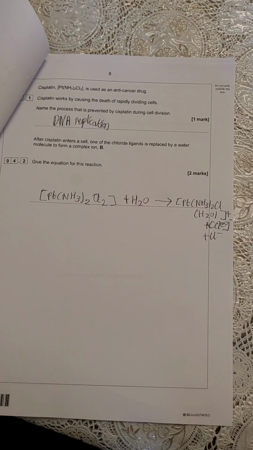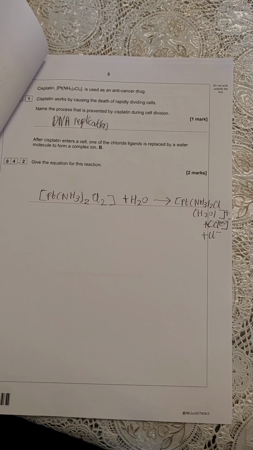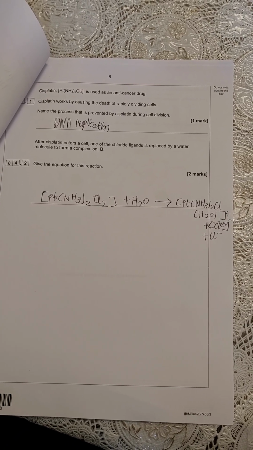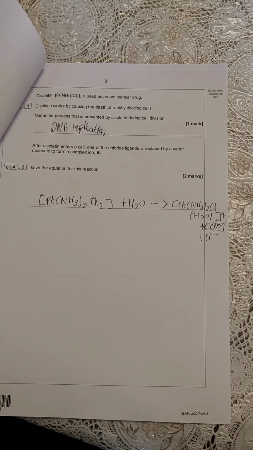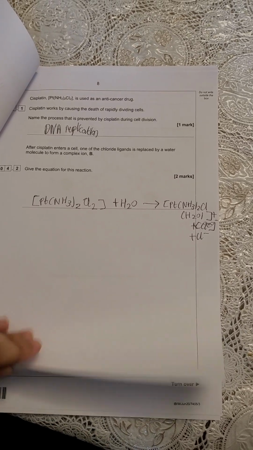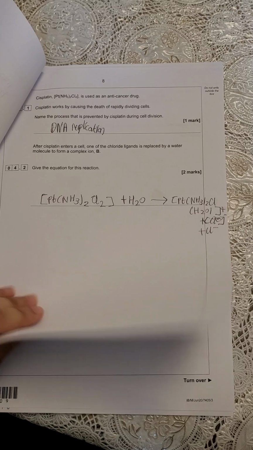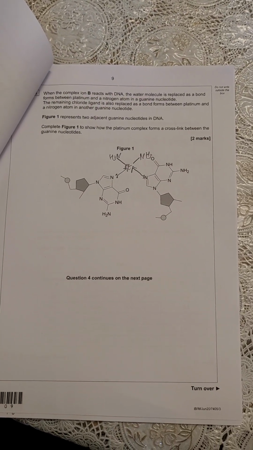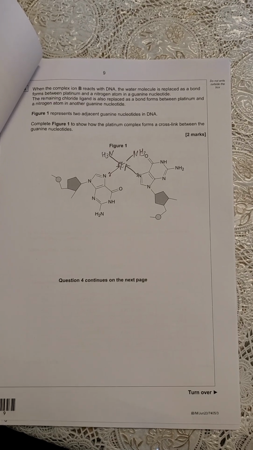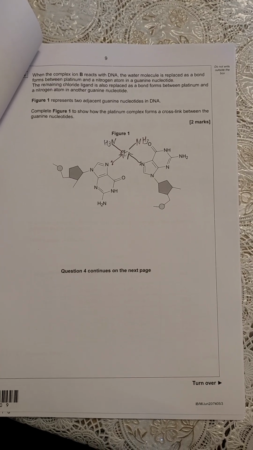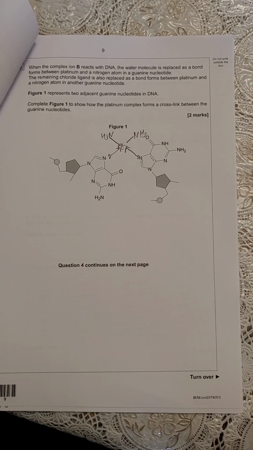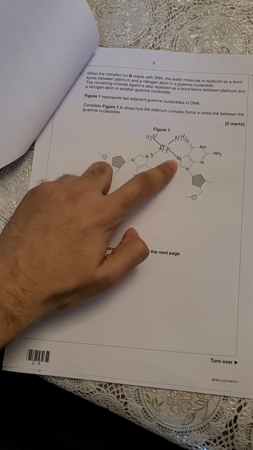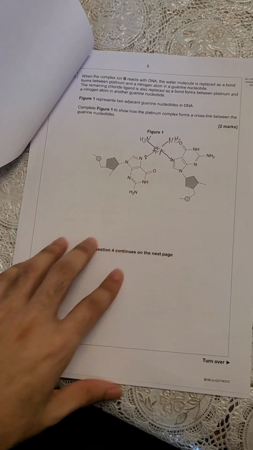Name the process that is prevented by cisplatin during cell division, DNA replication, and give the equation. Pt(NH3)2Cl2 plus H2O forms [Pt(NH3)2ClH2O]+ plus Cl minus, and remember square brackets for the first one and the third one. Complete figure 1 to show how the platinum complex forms a cross-link between guanine nucleotides. All the information is there, and you just draw out Pt, NH3 and NH3, with the lone pair of nitrogen going to the Pt.